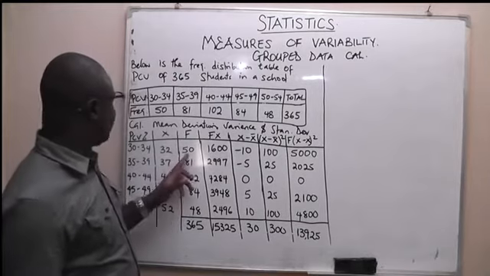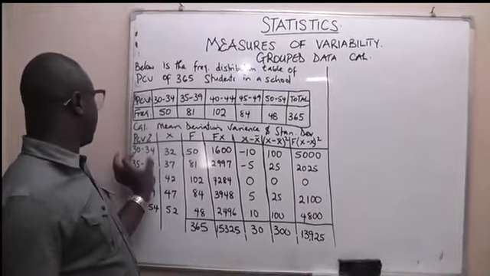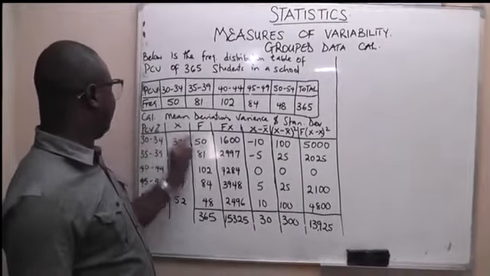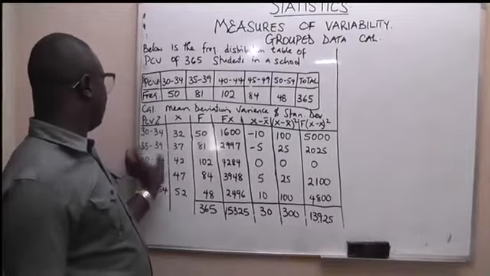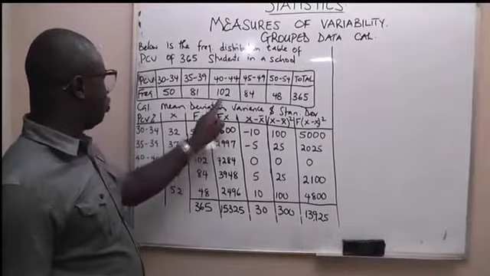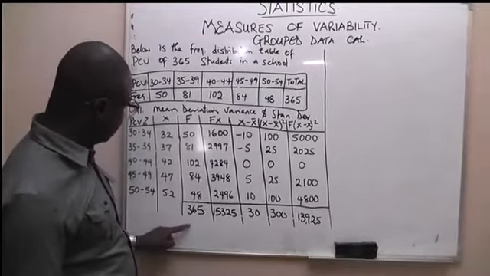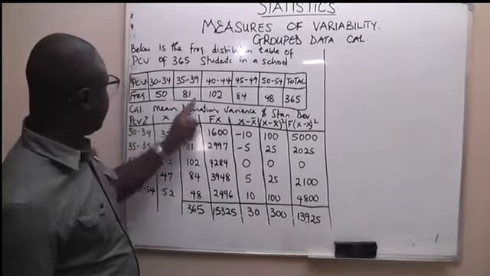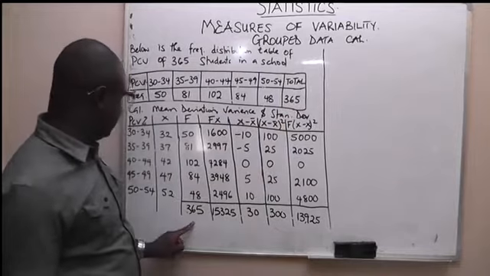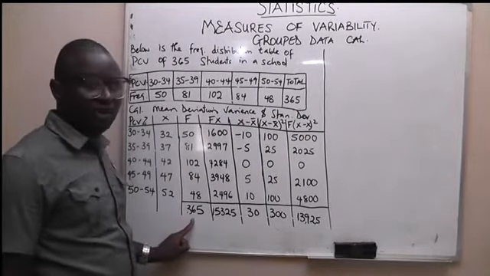Now, this is our frequency. This f stands for our frequency. For the first class interval, we have 50. For the second one, we have 81. For the third one, we have 102, and so on like that. And when you add up your frequency, just like it is added here, we got 365. Same with this, if you add it this way, you have 365.